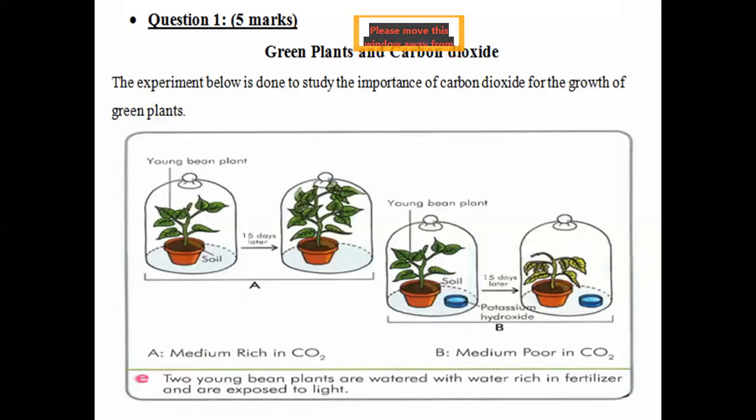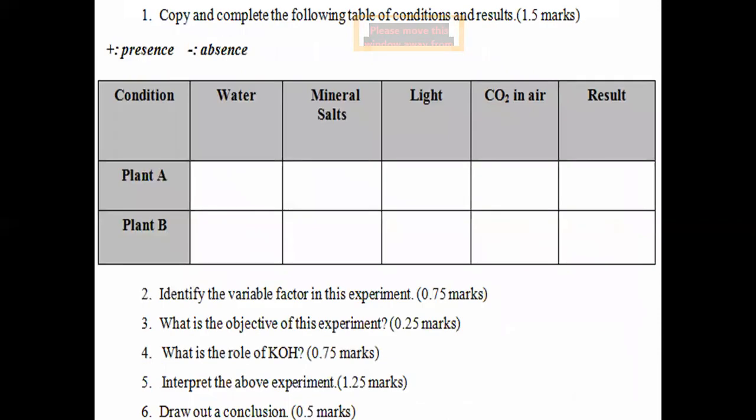So after placing plant A in a medium that is rich in CO2, the plant grows normally after 15 days. While after placing plant B in a medium poor in carbon dioxide, it withers and dies after 15 days. This is the analysis. Indication should be specific. This indicates that plants need carbon dioxide to grow. And to be more specific, you say young bean plants need carbon dioxide to grow. Conclusion: green plants need carbon dioxide to grow well.